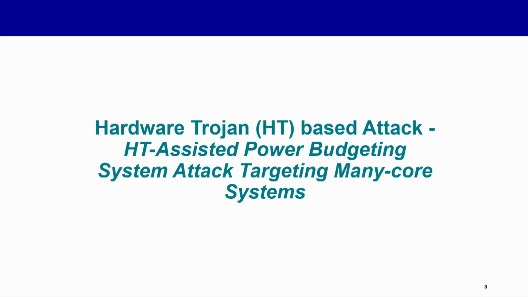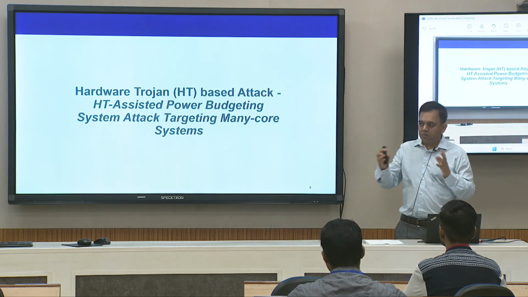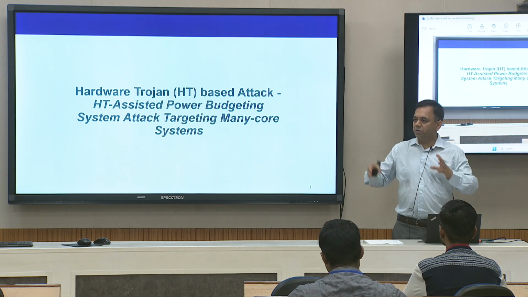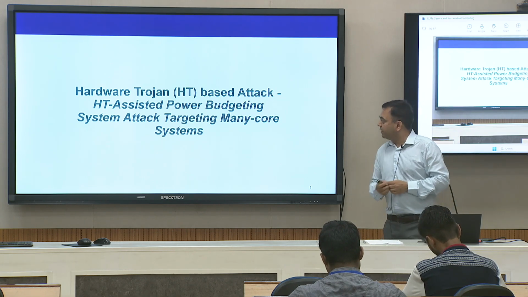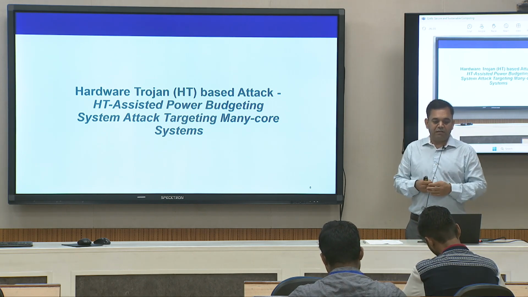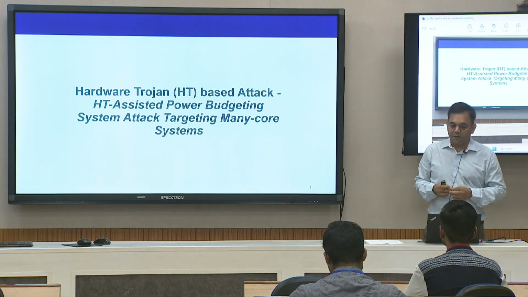Okay, so now, like I said, I will look at them one by one. Let's look first at the hardware Trojan based attack. In that, we are going to look at the hardware Trojan assisted power budgeting system attack, and this power budgeting system attack is for many core systems. These days most of the processors are many core, or multi core. They have like 8, 10, 20 cores. In that we can do something like a power budgeting attack with the help of hardware Trojans.